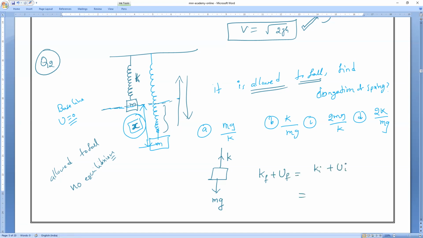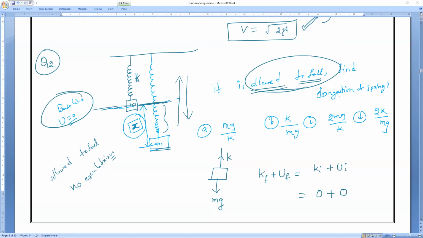All of you observe: initial kinetic energy, what is that? No body is moving, so initial kinetic energy is zero. Initial potential energy is also baseline. No elongation, no extension, so initial potential energy is also 0. Now, the body has reached a certain point where there is no motion. It is ready to fall. So the final kinetic energy is also what?